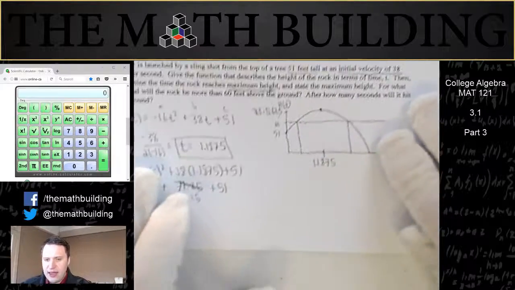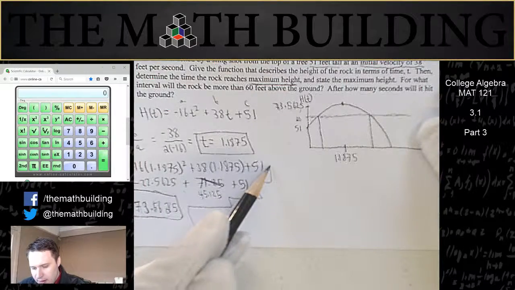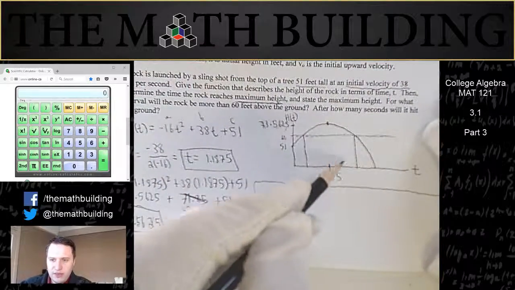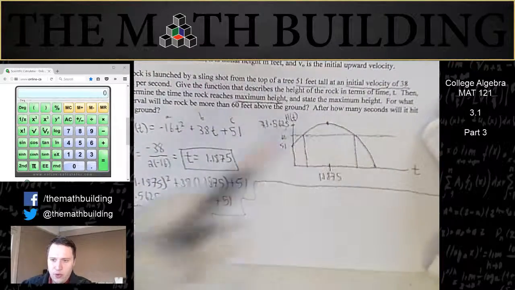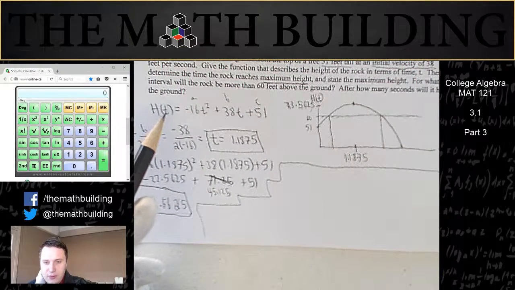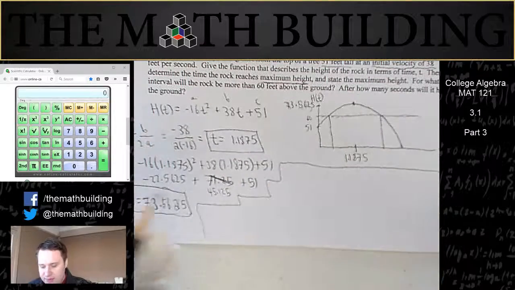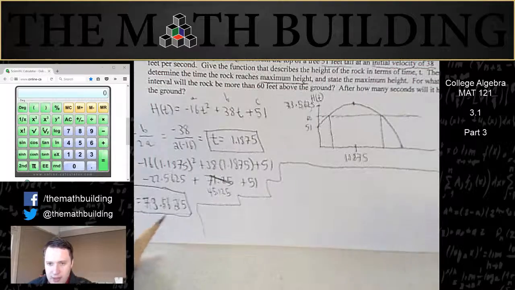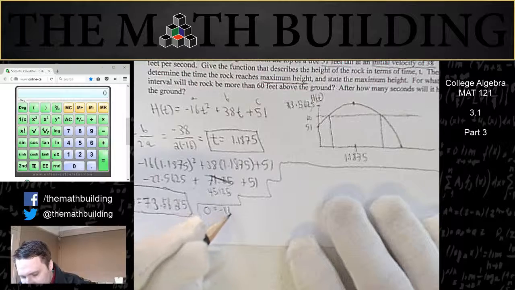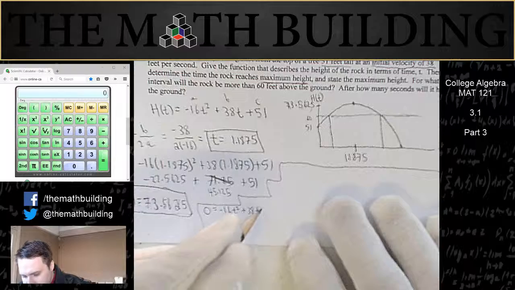Okay, let's find out now when the rock is going to hit the ground. Let's answer that part next. So what we would like to know is what is this time right here when the rock is going to hit the ground? And the way you solve that is you plug in a 0 for height, because when the rock is on the ground, that means the height is 0. So essentially what we need to do is solve the equation 0 equals negative 16t squared plus 38t plus 51.